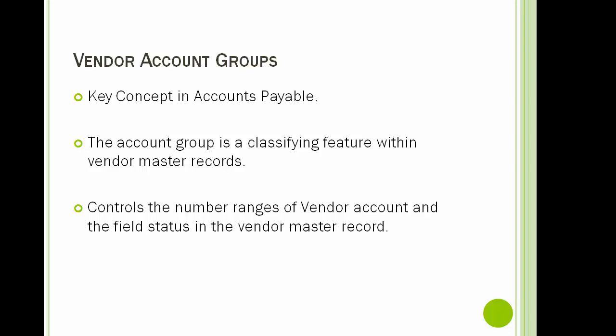Now take a live example. When you do the implementation or configuration for the AP module at any client, you first group your vendors in that particular organization into different groups, because you could be providing services or selling goods to a number of different groups. Like there could be a domestic group, there could be a retail vendor group, or a wholesale vendor group, and a service vendor group as well. So in whatever way you want to manage your vendors, accordingly you make those groups.